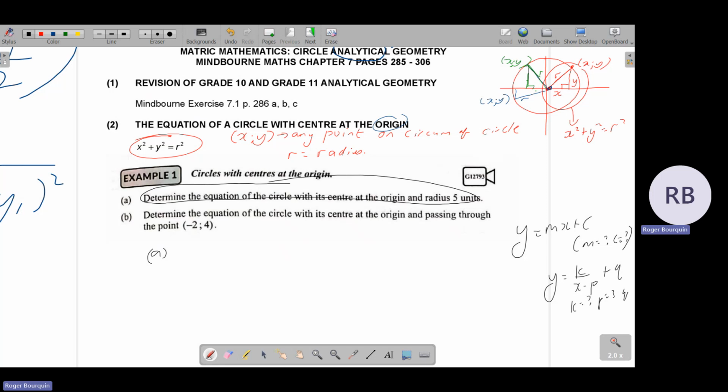So what's your objective? Write down the general formula: X squared plus Y squared is equal to R squared. What do you have to find a number for? The thing which is not an X and a Y. So you need a number for R squared. Speak to your neighbor: what's the equation of that circle? We've got a circle with center at the origin, radius is equal to 5.